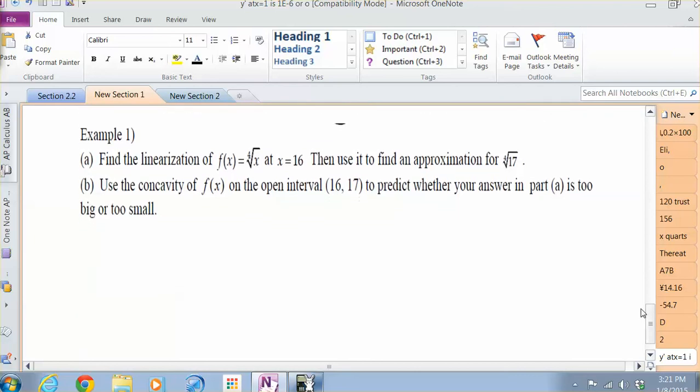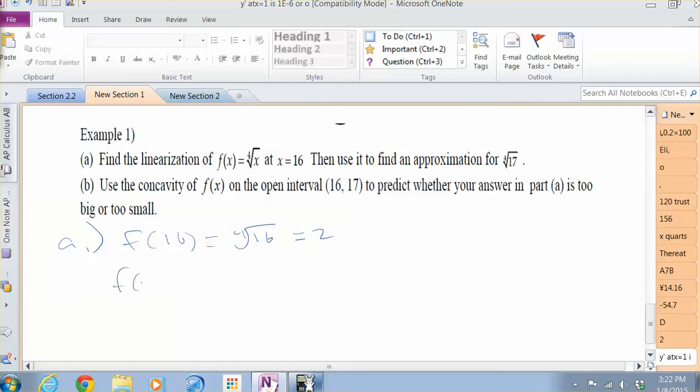So let's look at one example, and then we'll end the video. You're asked to find the linearization of the following function at x equals 16, then use it to find an approximation for the fourth root of 17. For part A, f of 16 is easy, right? It's the fourth root of 16, which is just 2. But the fourth root of 17 is not so easy.